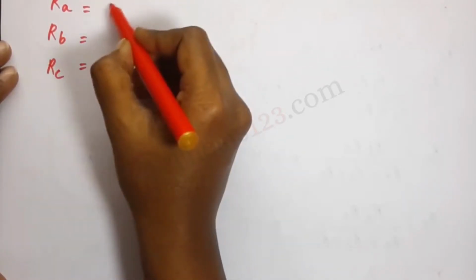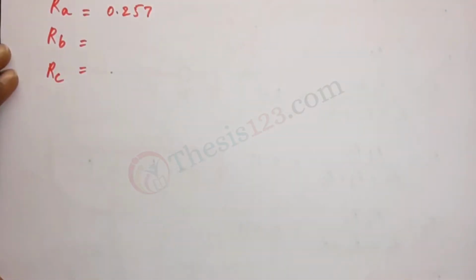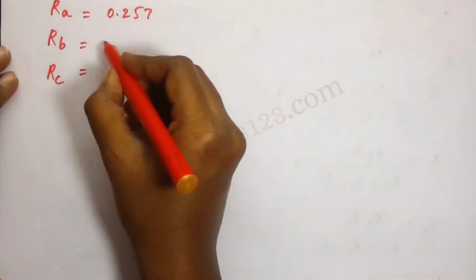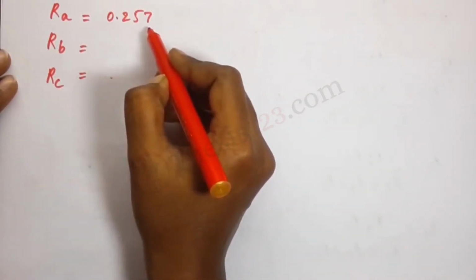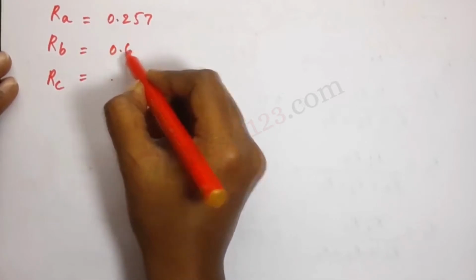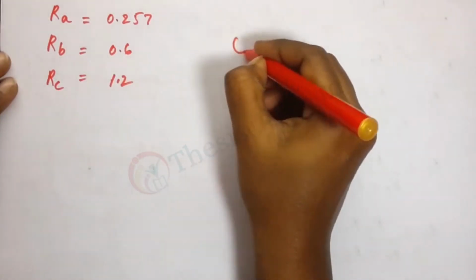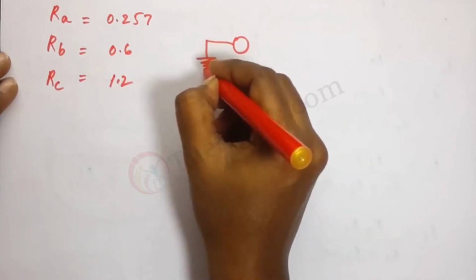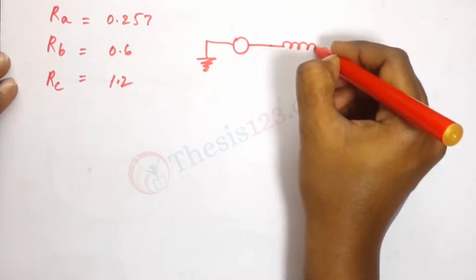RA is 0.257. I will leave the substitution and the working out to you. I'm giving you the values so that you can work it out and check. So RA is 0.257, RB is 0.6, and RC is 1.2. So our circuit now becomes as such. Let me just show you.